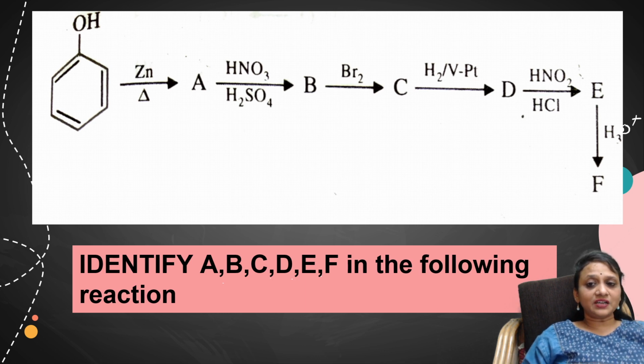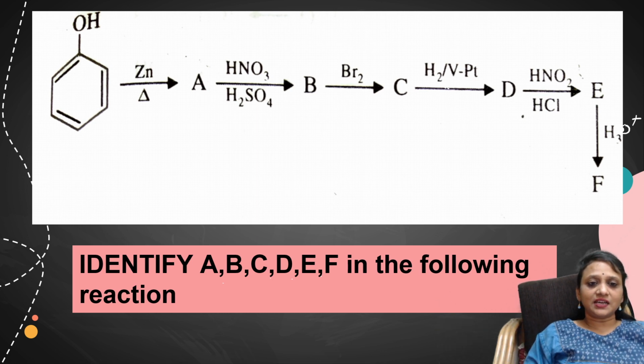After that, you are treating with H, means hydrogen, and vanadium and platinum. Again, this is a reducing agent. Nitro will get converted to amine. Then you are treating with HNO2. Amine gets converted to diazonium chloride, and that to this. Oh, easy. Now I'll start doing the reactions.